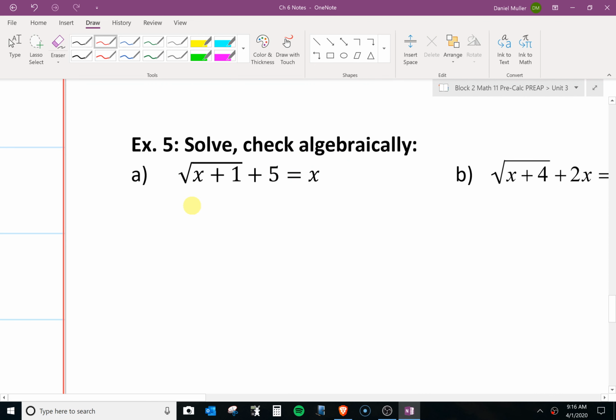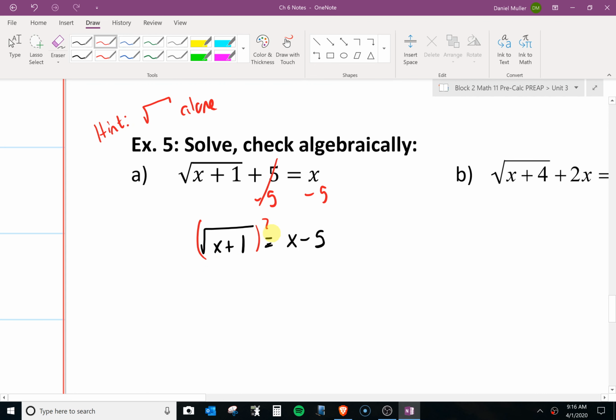And so the hint for this is to get the square root alone. So we want to get the square root alone. So we're going to minus this 5 over here. This happens anytime you see just one square root symbol. We'll get that alone first. So square root of x plus 1 is equal to x minus 5. Now I can't put those together because they're not like terms, so we just leave them separated, x minus 5.